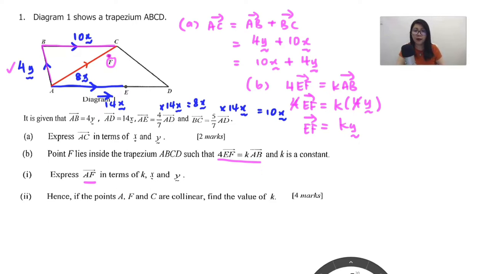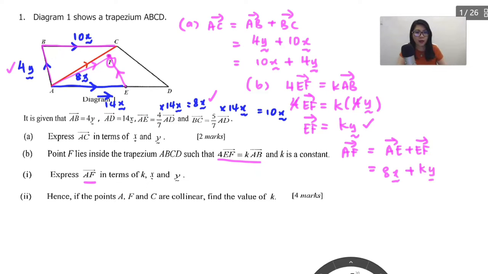Now we can find the vector AF. Where is AF? AF is over here, A to F, and EF is here, from E to F. So we can use AE plus EF, equals AE plus EF. What is AE? Just now we got AE from here, which is 8x. And what is EF? Just now we got EF equals ky. So plus ky. In the question, let's read it again: express AF in terms of k, x, and y. So we have k, x, and y in our answer. That will be the final answer.